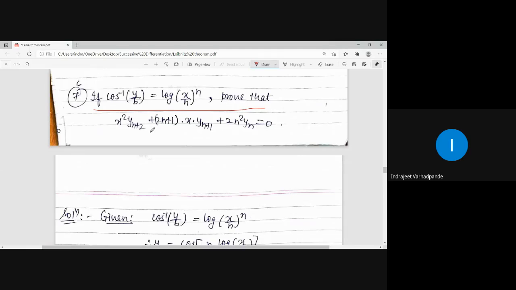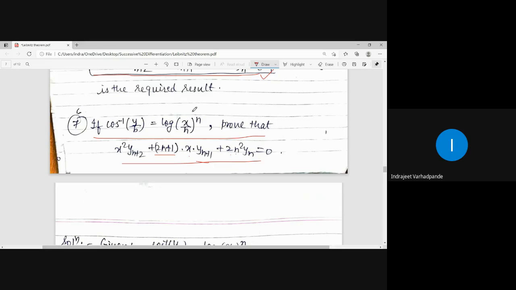This is very important. Kindly note, if cos inverse of y by b is equal to log of (x by n) to the power n, prove that x square into yn plus 2, plus (2n plus 1) into x into yn plus 1, plus 2n square yn is equal to 0. If this is the term, then we have to prove this result.